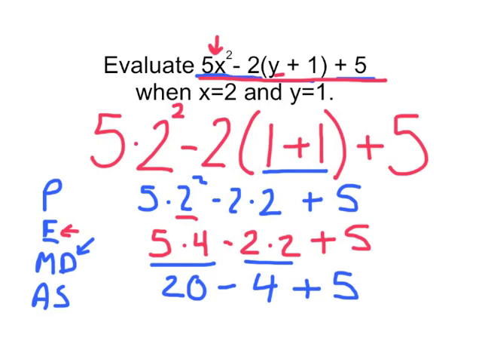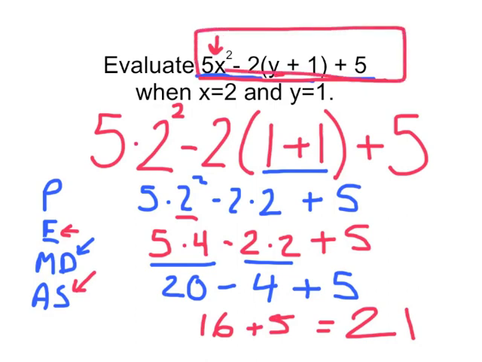Last step, adding and subtracting. Start on the left. Adding and subtracting tie, we need to start on the left. So 20 minus 4 is 16, plus the 5 equals 21. So the value of this expression that we started with is equal to 21.